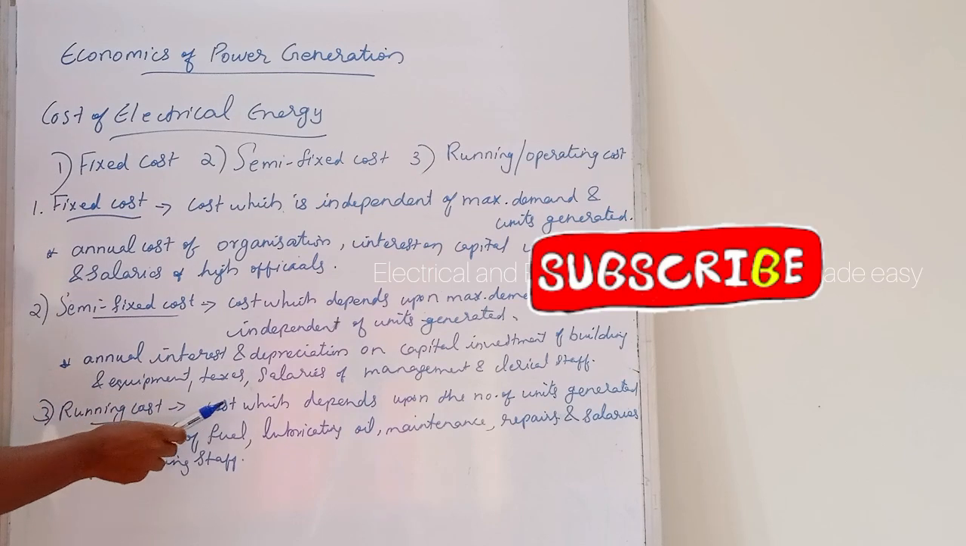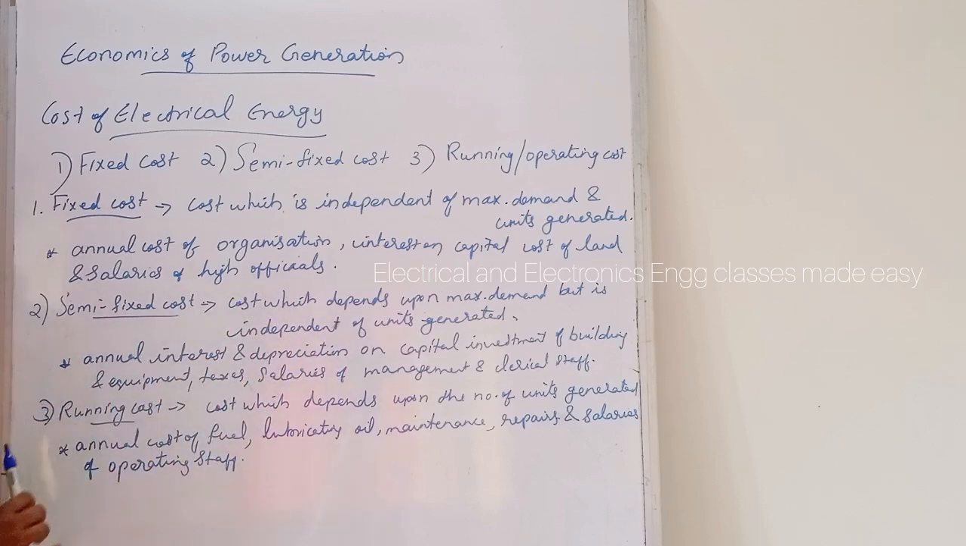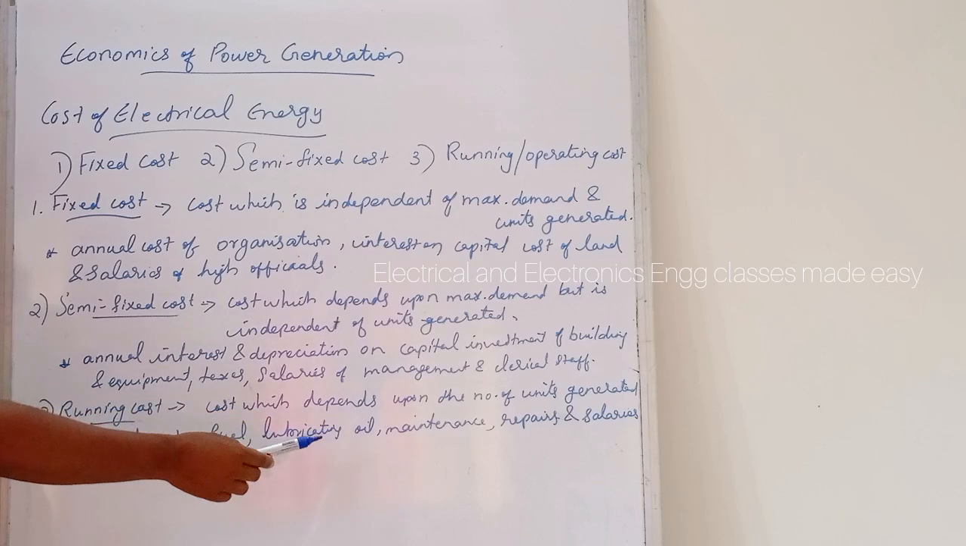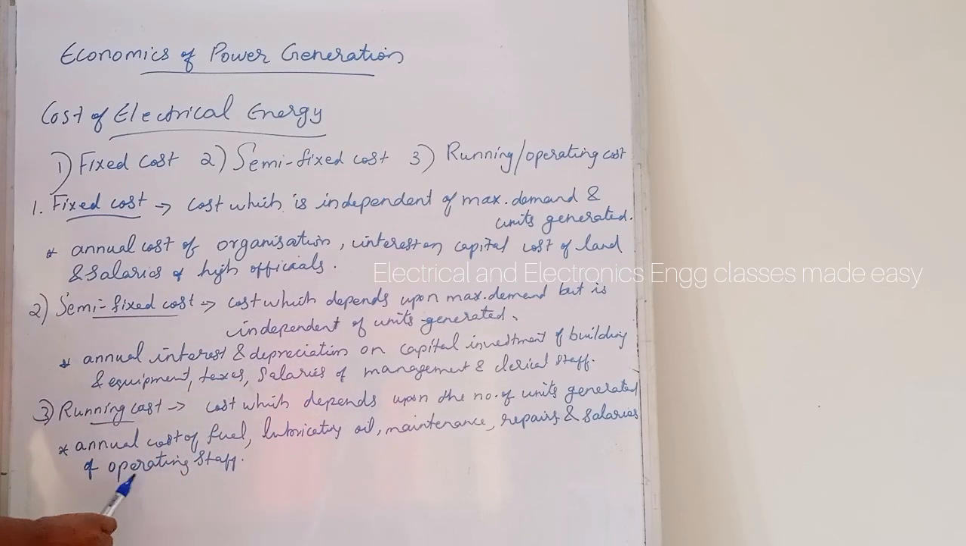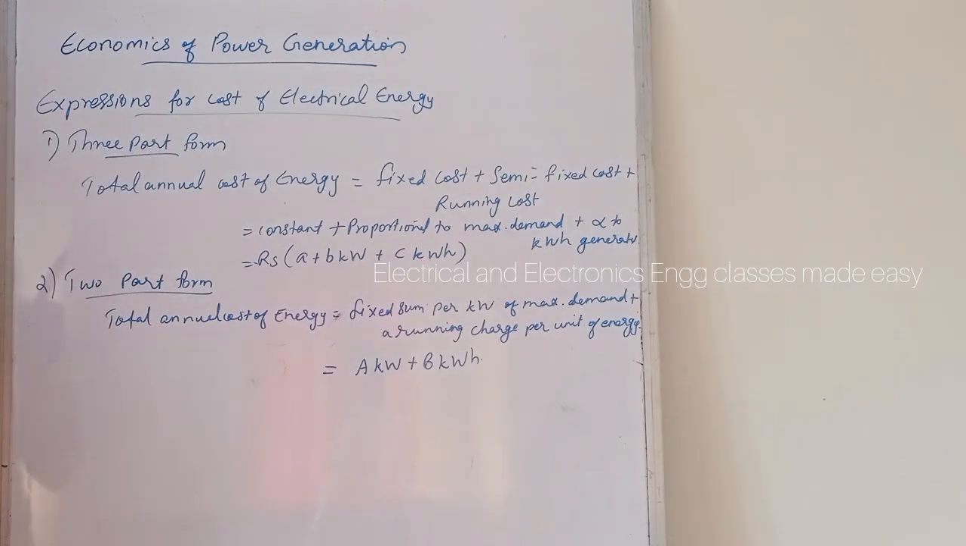Then next one is running cost. It is the cost which depends upon the number of units generated only. And the running cost is on account of annual cost of fuel, then lubricating oil, maintenance, repairs, and salaries of operating staff. Next is expressions for cost of electrical energy.